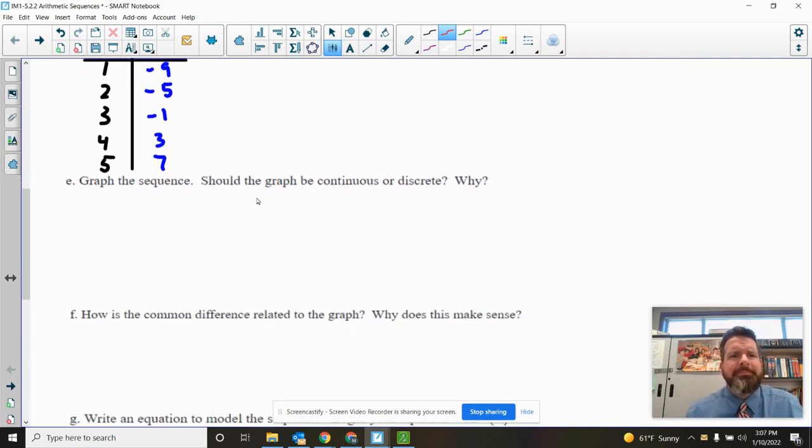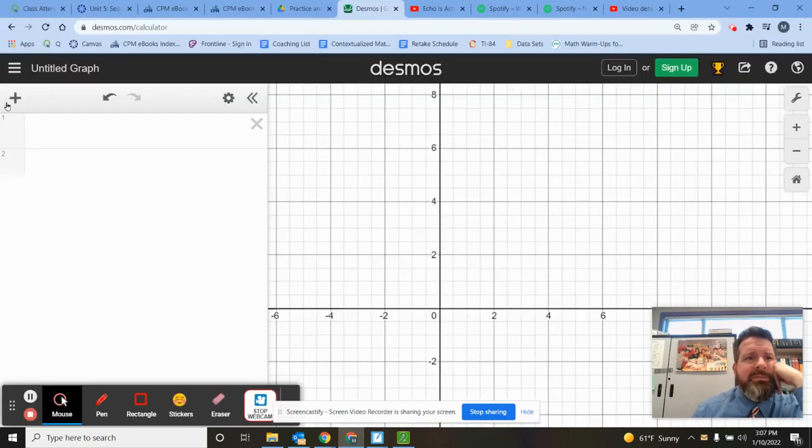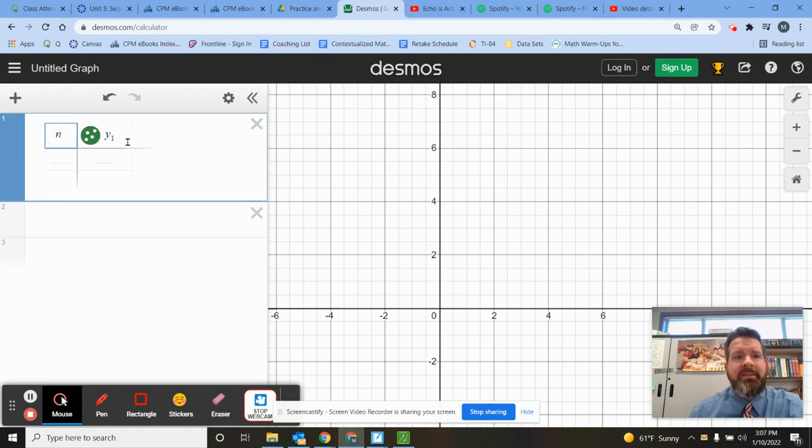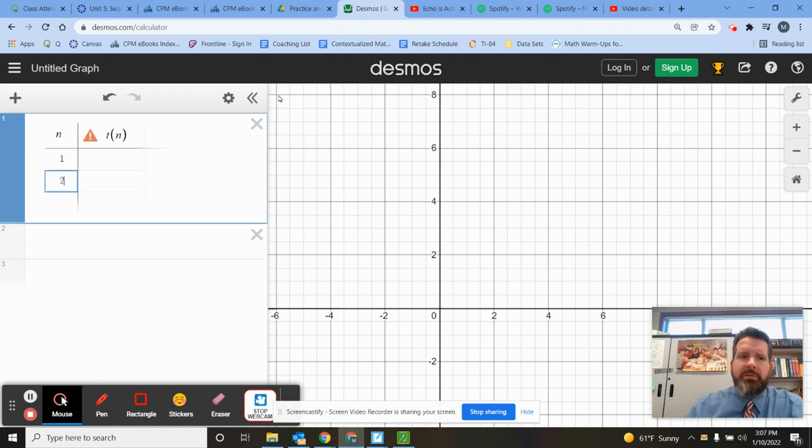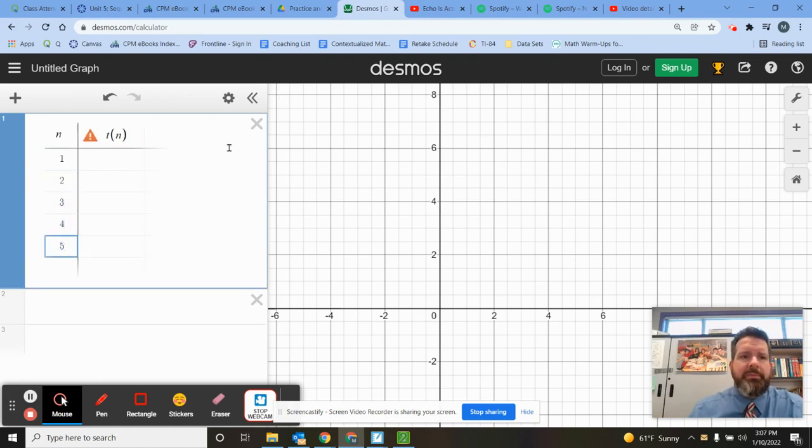To graph it, I'm trying to decide if I want to do it by hand or use Desmos. I think I'm going to use Desmos just because it's going to make a more accurate graph. It's just a table of numbers, so in Desmos, let's insert a table. These are my n's and my t of n's. So we had 1, 2, 3, 4, 5 terms.